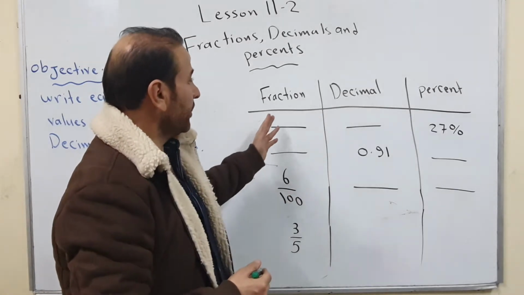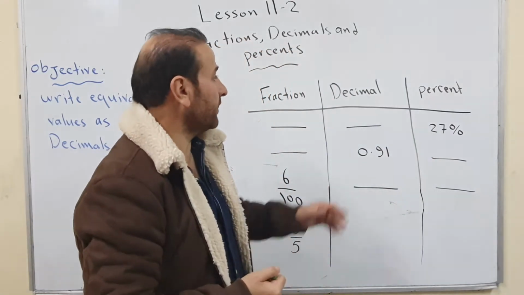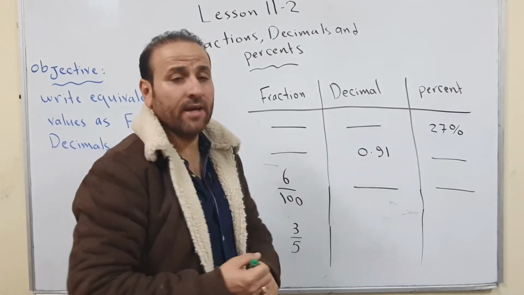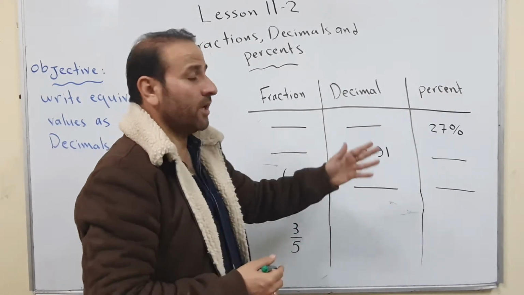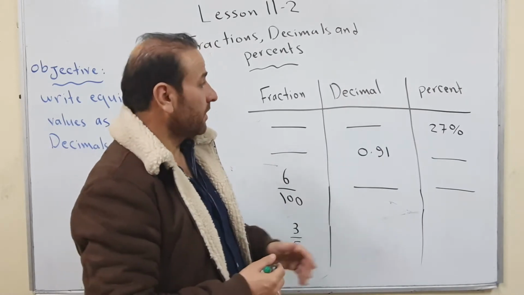For example, here we are given this number as a percent. We need to write it as a decimal and as a fraction. And here we are given this value as a decimal. We need to write it in the other two equivalent forms. Here we start.